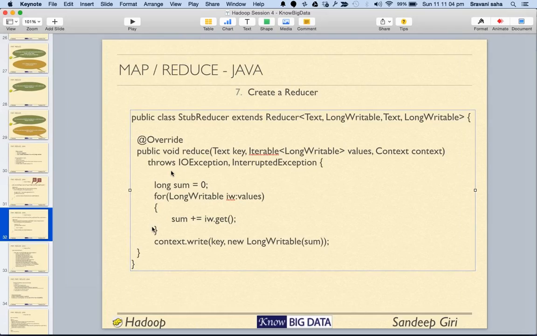Next thing I would do is create the reducer, and in the reducer, in the same way, you have to define the input key and value, and the output key and value, meaning the data types of input key, input value, output key and output value. And the same thing here. In the reducer, you will get a key and the values.